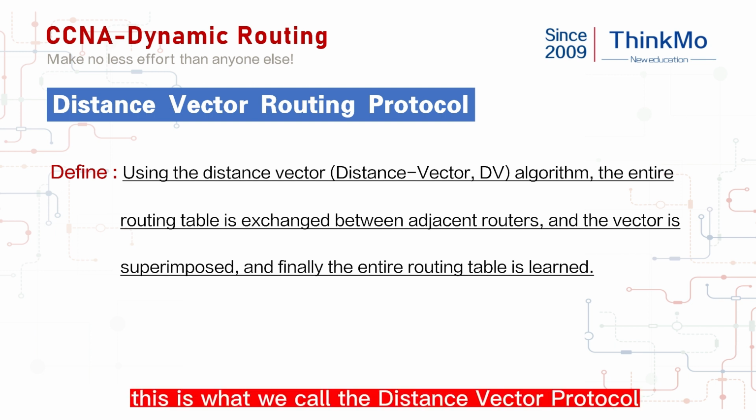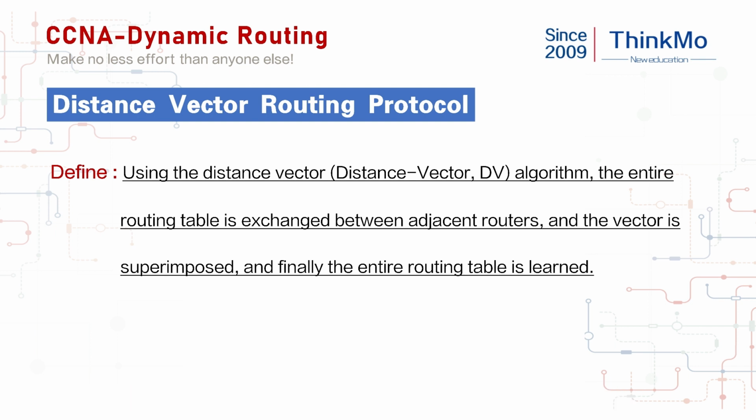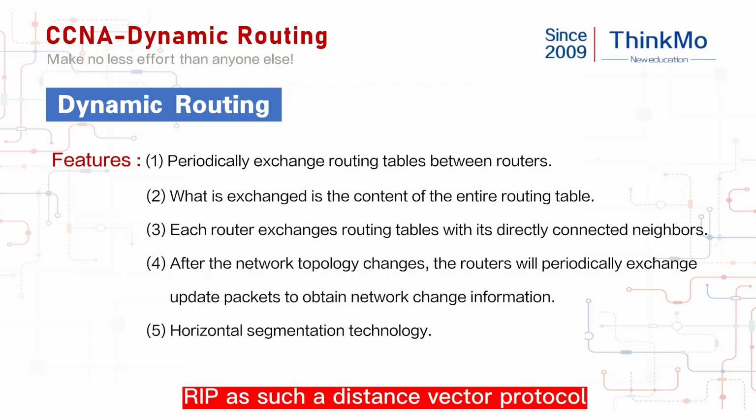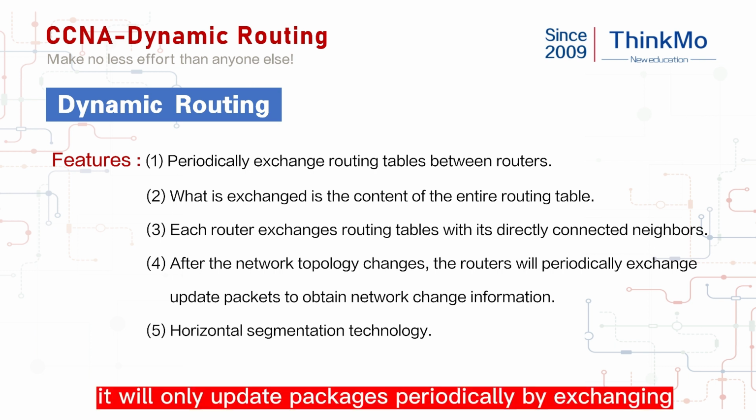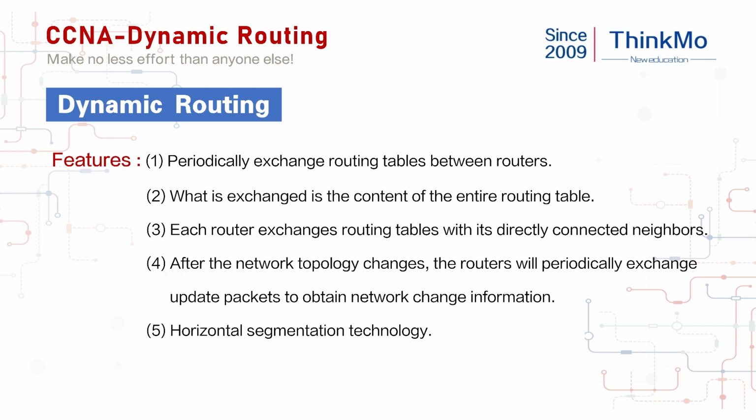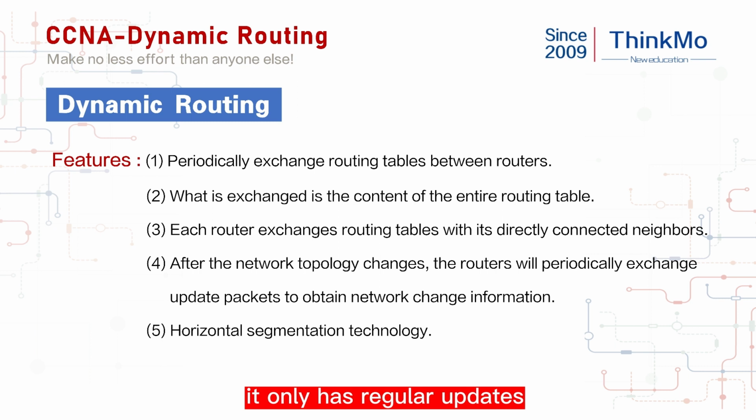This is what we call a distance vector protocol, and a typical representative of it is called RIP. RIP, as such a distance vector protocol, will only update periodically by exchanging packets to obtain network change information. It doesn't have triggered updates. It only has regular updates.